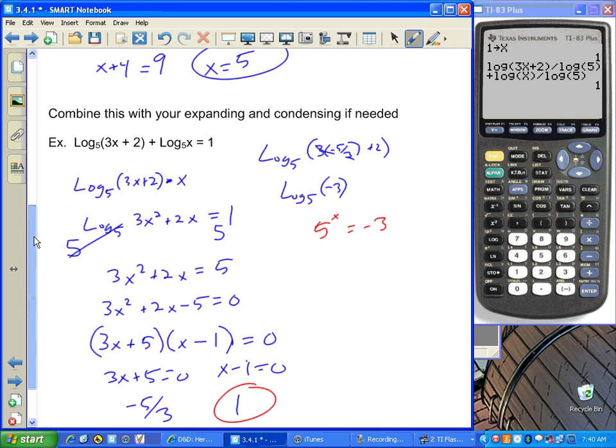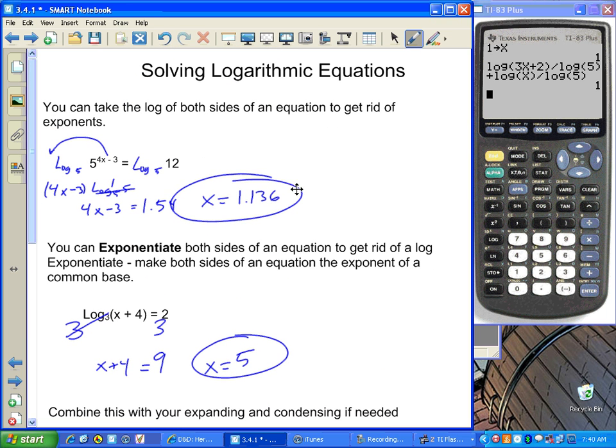Okay, and so those are the methods that you'll use to solve exponential and logarithmic equations.